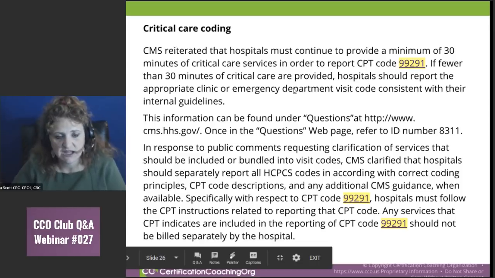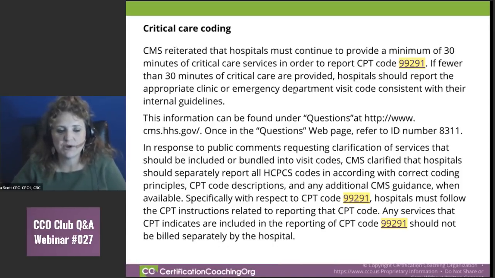Here's another one about critical care coding, kind of just reiterating. It says, hey, heads up, CMS went through and stated that the hospital must continue to provide a minimum of 30 minutes of critical care services if you want to code 99291. What happened? Well, they were having critical care being done for like 20 minutes. They weren't being reimbursed for it. And so they said, can't we get reimbursed? And they said, nope, it's got to be a minimum of 30 minutes. This is where this came from.